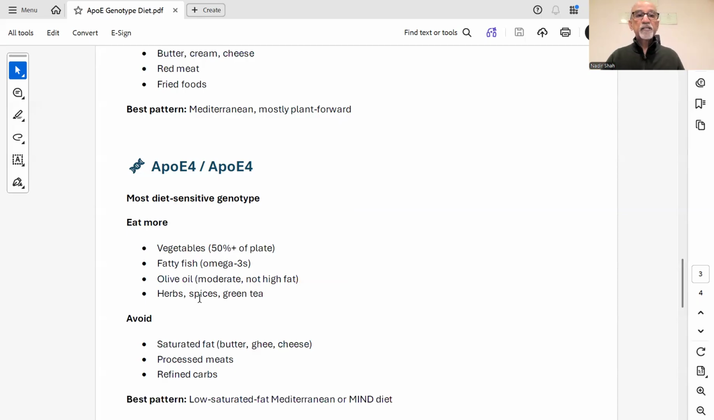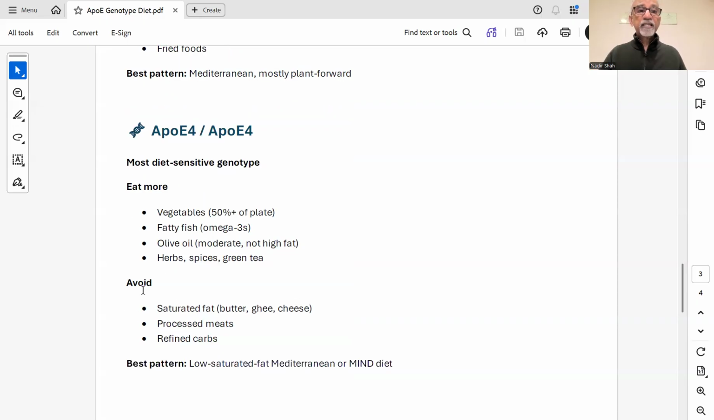Then herbs and spices and green tea. Here they can also eat a variety of berries, because those are low glycemic load fruits as well. Herbs, a variety of spices, and green tea. What they need to limit: avoid saturated fat.